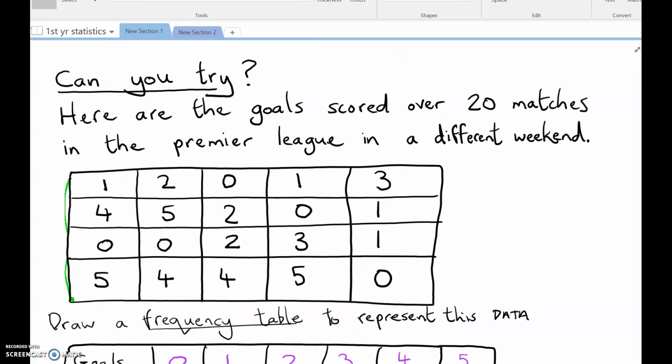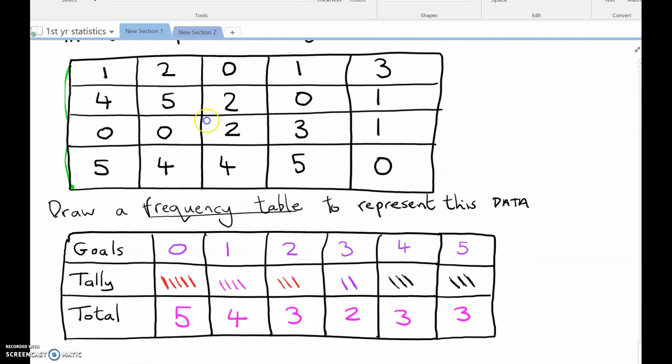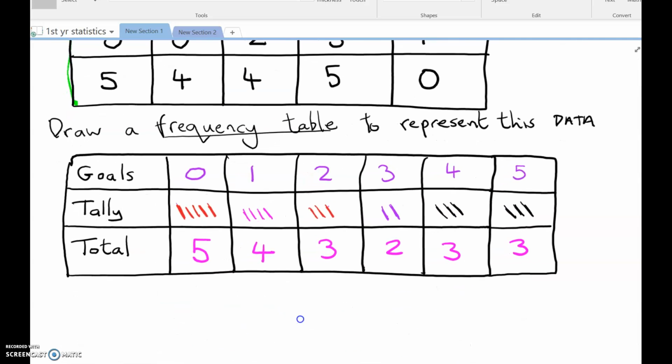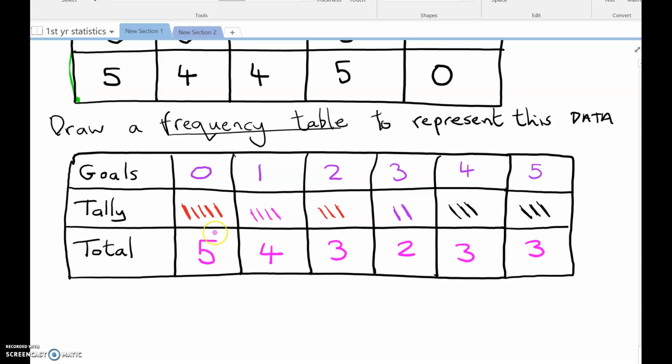Okay, how did you get on? Because here are the answers. Okay, there's our tally box. And there's our totals. So there were 5 for 0. Okay, well done if you did all that right.